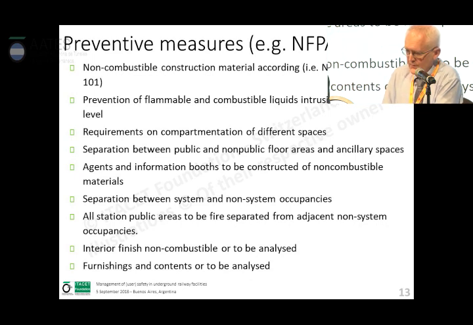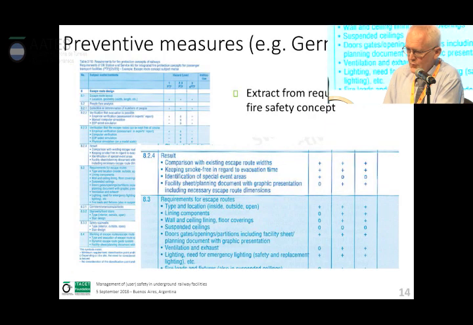Then you have to separate between system and non-system occupancies. All station public areas must be fire separated from adjacent non-system occupancies. So in order to prevent that the fire propagates and harms essential functionalities like power supply, for example, and so on and so on. I'm not going here into detail. It's a long list of things you are supposed to do.